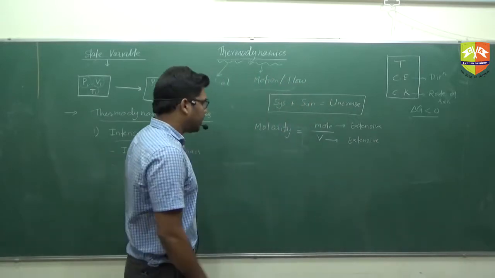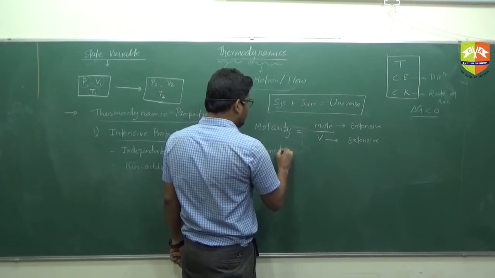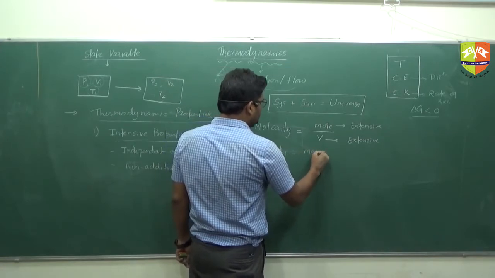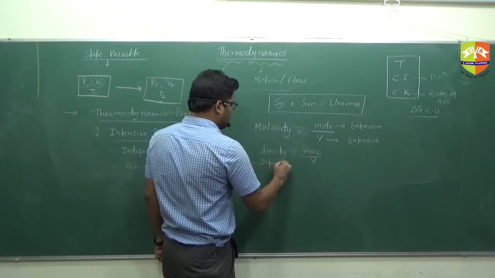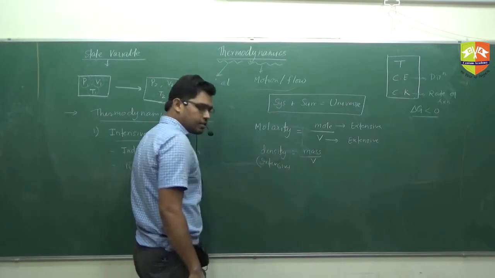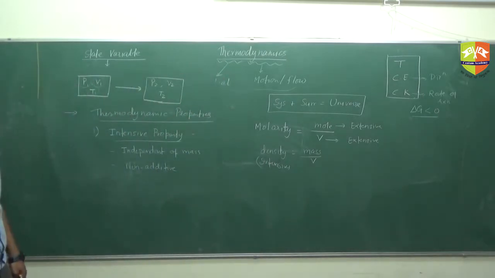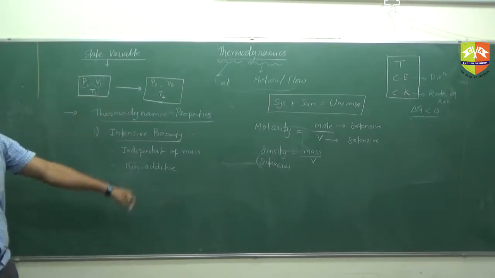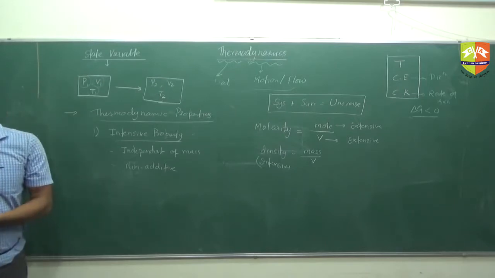Right? Similarly, density also you can see. Density is equal to what? Mass by volume. Mass is extensive. Volume is extensive. And density is what? Intensive. So the ratio of two extensive properties is always intensive. First remember that. Okay? So if you do not know some term or formula, you can write the formula and check whether it is a ratio of two extensive properties or not. Okay? Next, write down thermodynamic function.